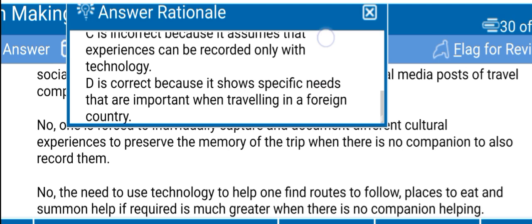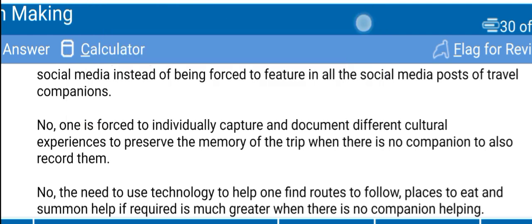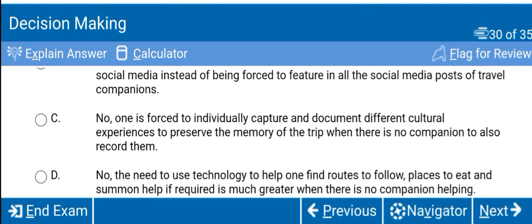And option D is correct because it shows specific needs that are important when traveling in a foreign country. So here we have a correct option is option D.